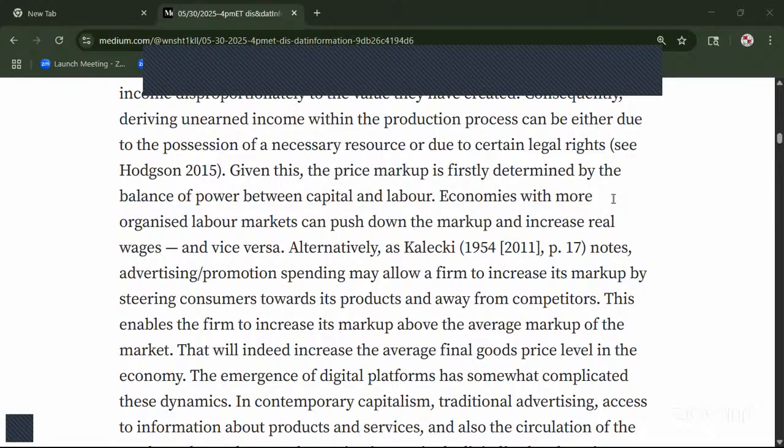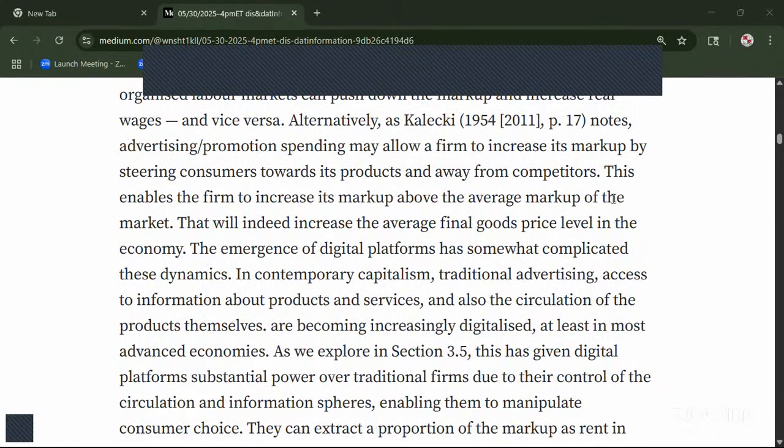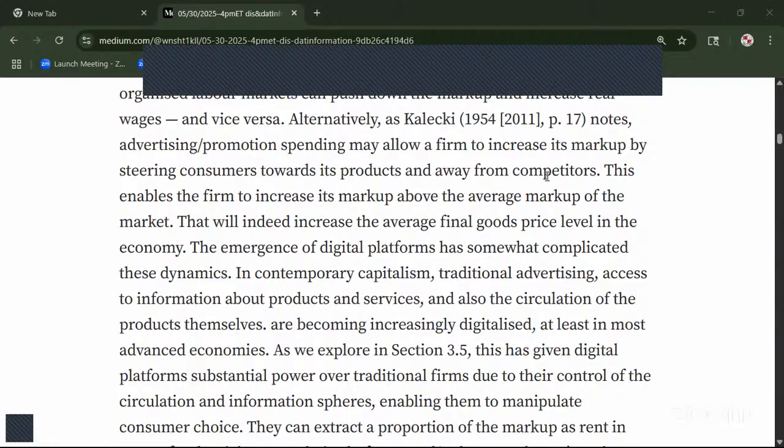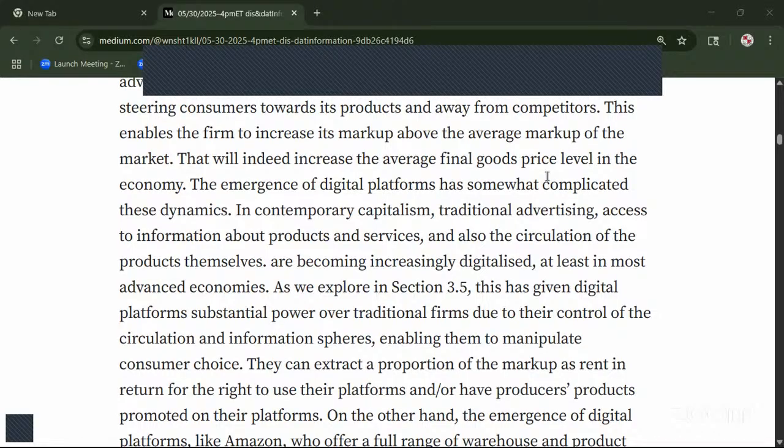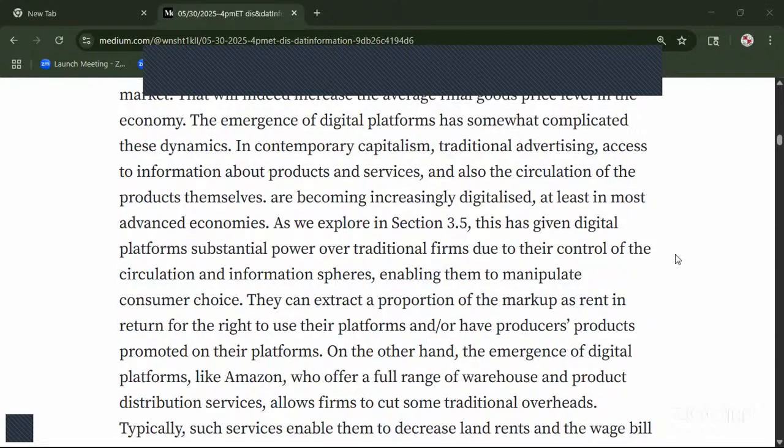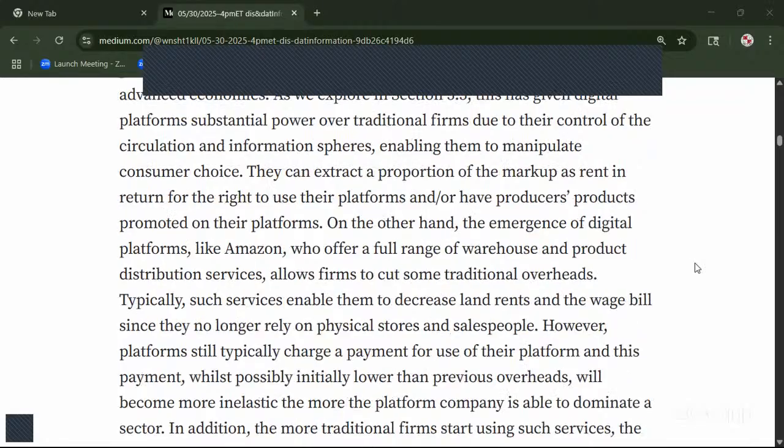The emergence of digital platforms has somewhat complicated these dynamics. In contemporary capitalism, traditional advertising, access to information about products and services, and also the circulation of the products themselves are becoming increasingly digitalized, at least in most advanced economies. As we explore in section 3.5, this has given digital platforms substantial power over traditional firms due to their control of the circulation and information spheres, enabling them to manipulate consumer choice. They can extract a proportion of the markup as rent in return for the right to use their platforms and or have producers' products promoted on their platforms.